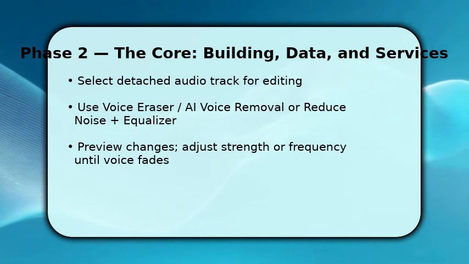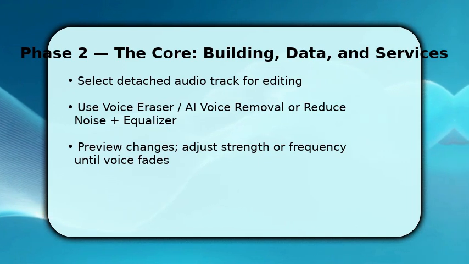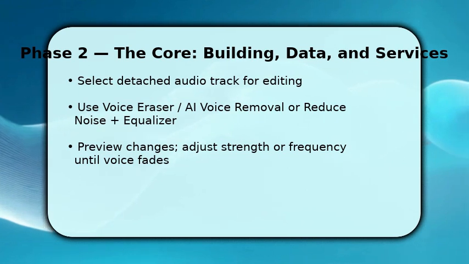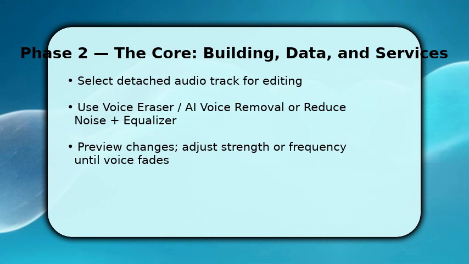Tap the audio track, then choose Voice Eraser or AI Voice Removal if available. That tool targets vocal frequencies and preserves background sounds. If Voice Eraser isn't present, apply noise reduction and use equalizer cuts around typical vocal bands, about 300 Hz to 3 kHz, reducing those ranges gradually.